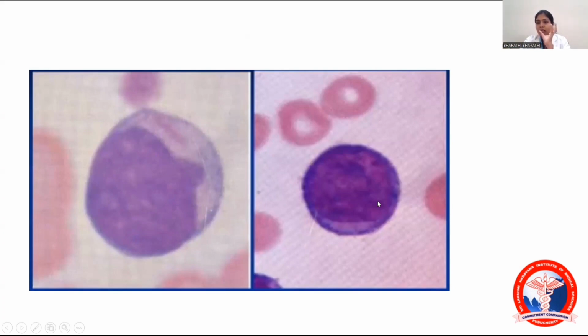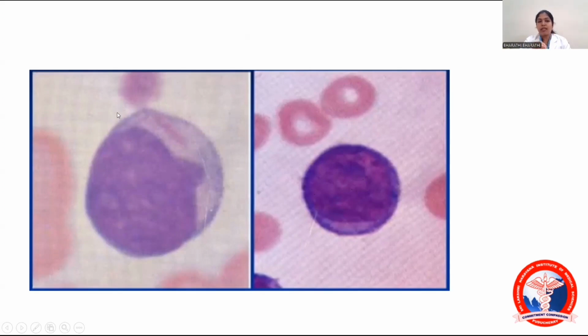Whereas lymphoblast is a small condensed cell which has very scant cytoplasm and condensed chromatin where you cannot see prominent nucleoli. In myeloblast, sometimes you can see cytoplasmic inclusions which are otherwise called Auer rods.